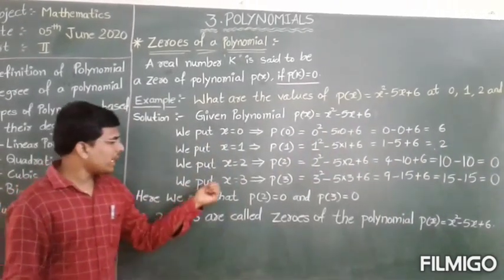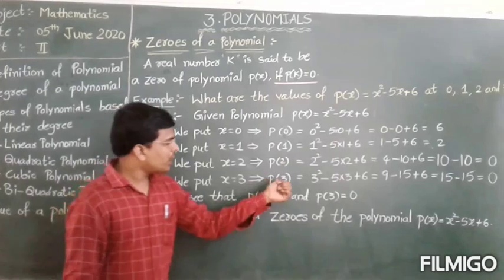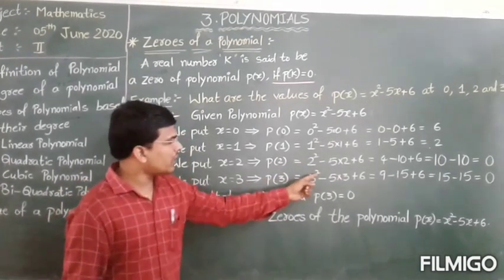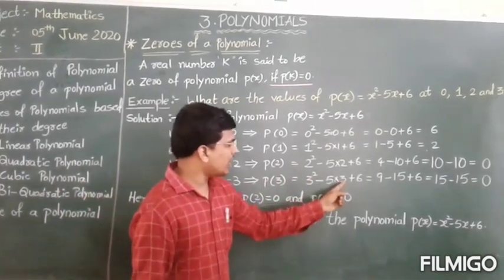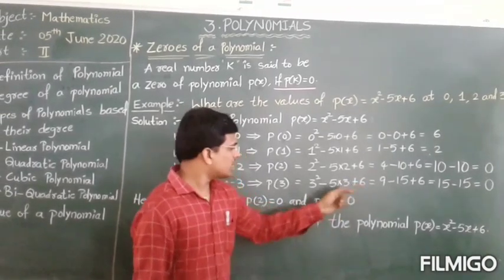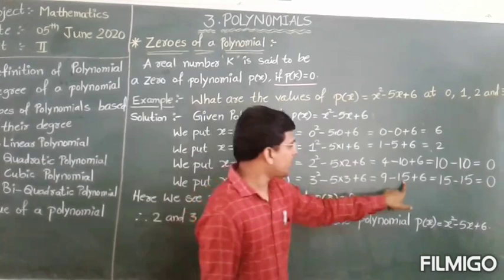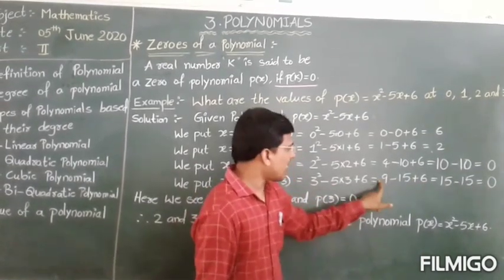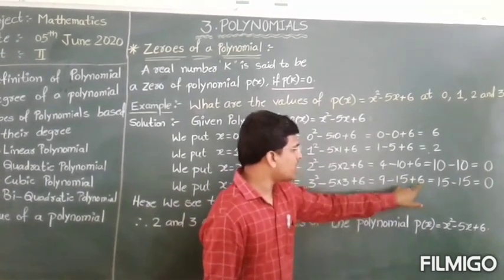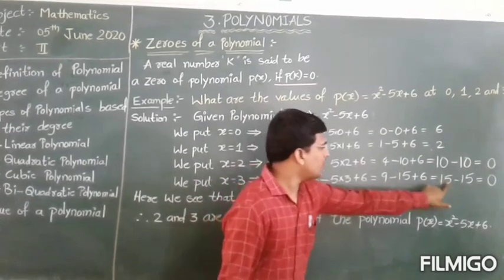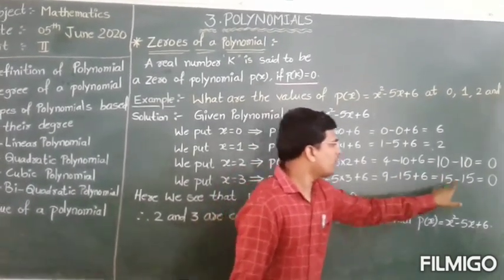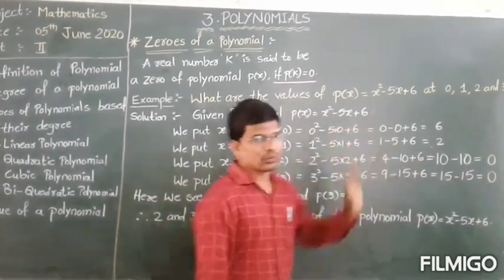Next, if we put x value as 3, so p of 3 is equal to 3 square minus 5 into 3 plus 6. So that is equal to 3 square means 9, 5 3s are 15, plus 6. So 9 plus 6, first add positive numbers. 9 plus 6 is 15, minus 15.